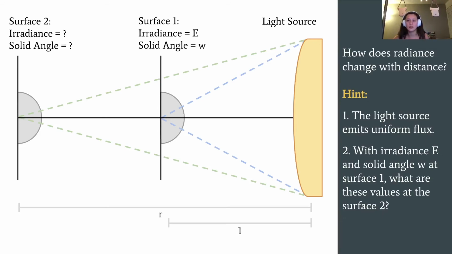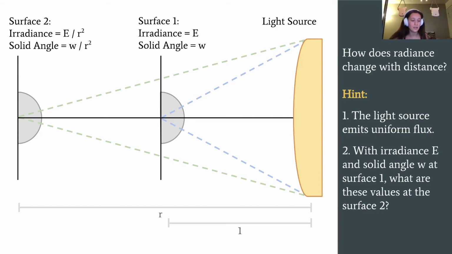Well, we saw in a previous slide that irradiance decreases with distance by a factor of r squared. So our irradiance at surface 2 will be E divided by r squared, since our surface 1 has an irradiance E. And then our solid angle is also going to decrease by the same factor. Intuitively, you can look at this diagram and see that this angle is much smaller than the angle right here at the surface that is closer to our light source. And as it turns out, it's also going to be W divided by r squared.